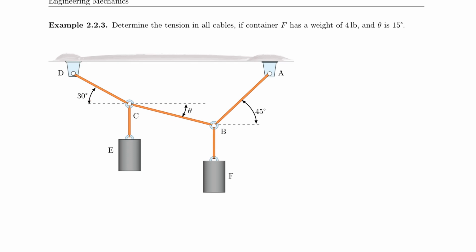that is shown here. So let's read the problem statement and find out that we need to determine the tension in all cables if container F has a weight of 4 pounds and theta is 15 degrees. So let's put the information in here first. So this here would be 4 pounds and theta is equal to 15 degrees. And that is not a mistake.